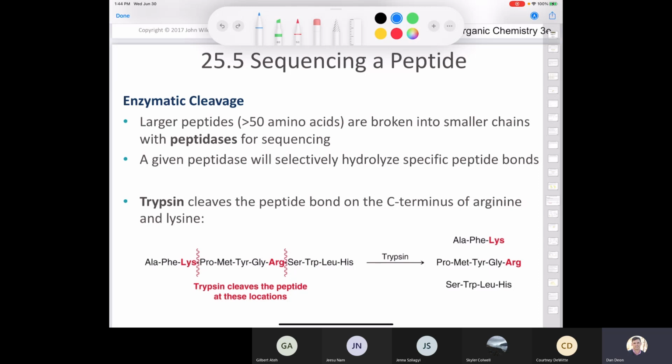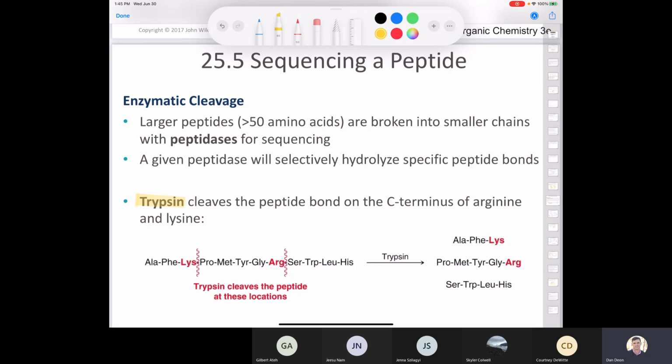Another way, and if you've studied biology, you've probably heard of enzymes like trypsin and chymotrypsin and elastase, things like that. Well, another way to do it is to use enzymes to break up the peptide into smaller peptides, and then we can analyze all the different fragments after the enzymatic cleavage, and we can kind of piece it together to determine the structure. A couple of examples of enzymes that are useful for sequencing peptides. The first one is trypsin, right? I just mentioned it. Trypsin cleaves the peptide bond on the C terminus of arginine and lysine.